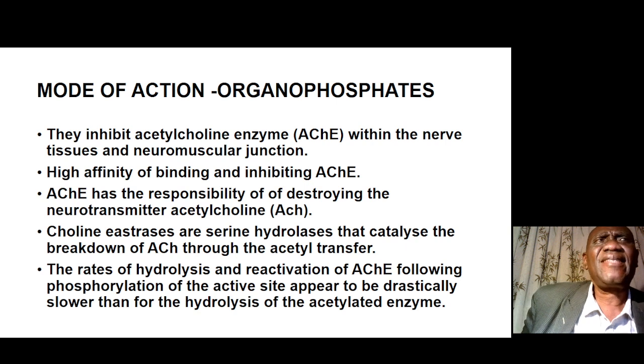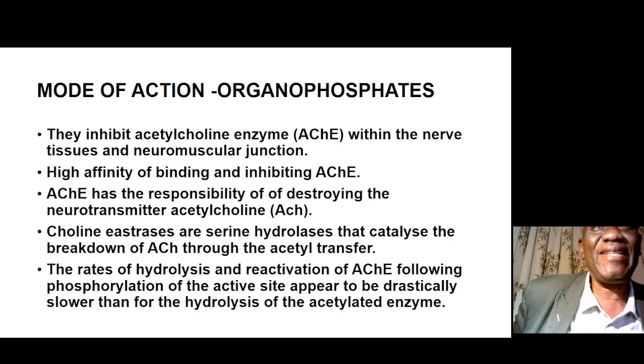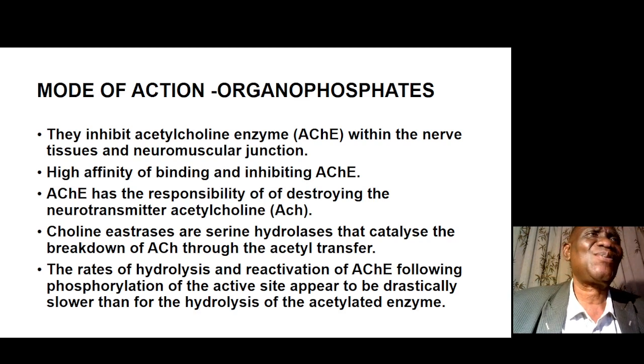That is the neuromuscular junction. Now what happens is that this acetylcholine enzyme can be attracted to the organophosphate. So it can bind to the organophosphate. And it's a sort of permanent binding structure. So the acetylcholine enzyme will no longer be available.